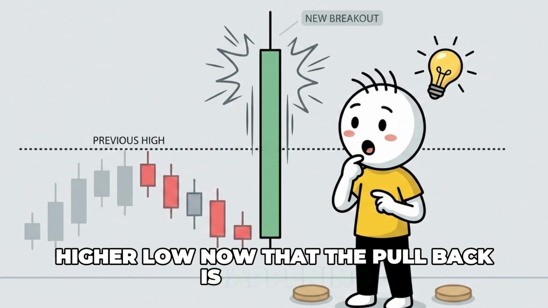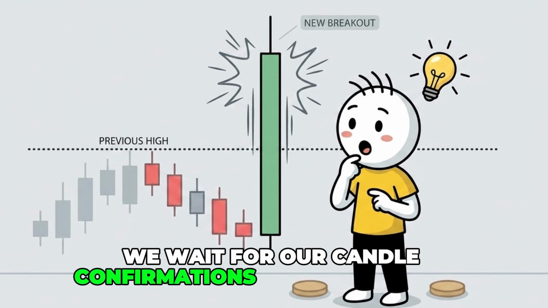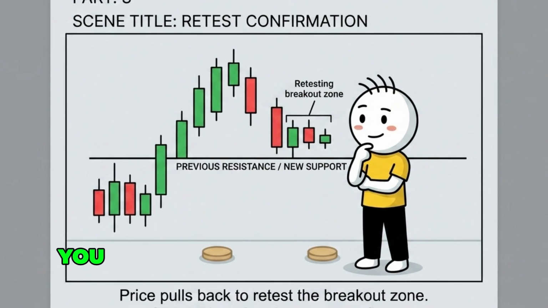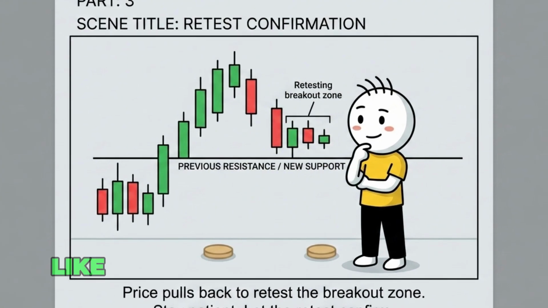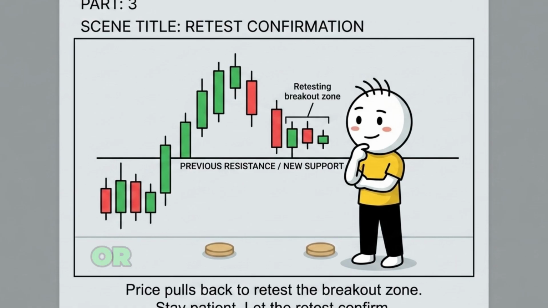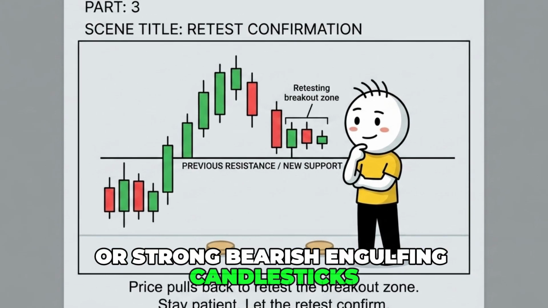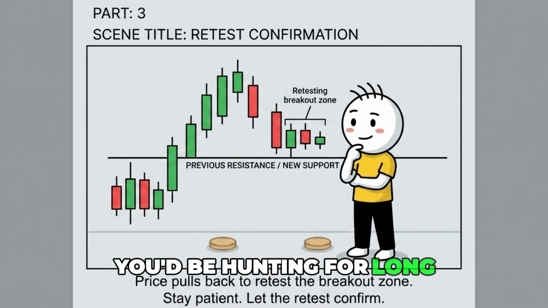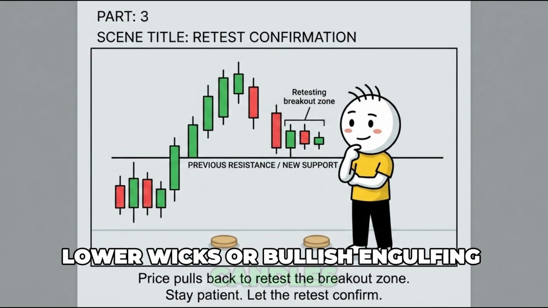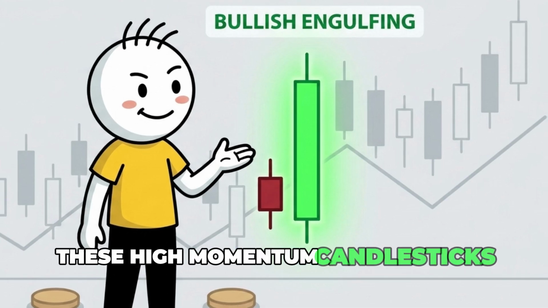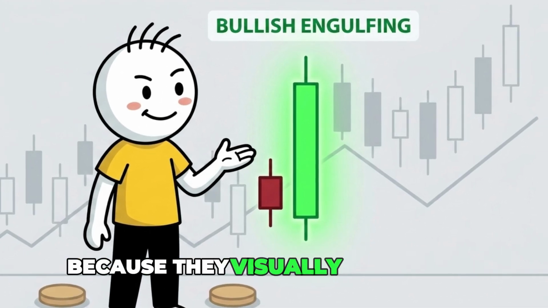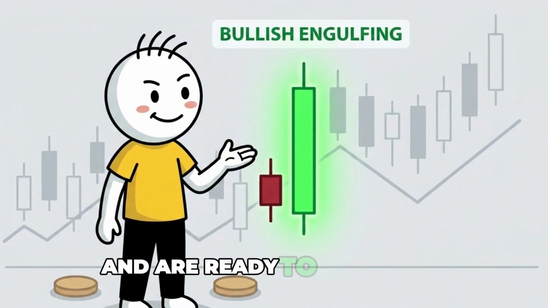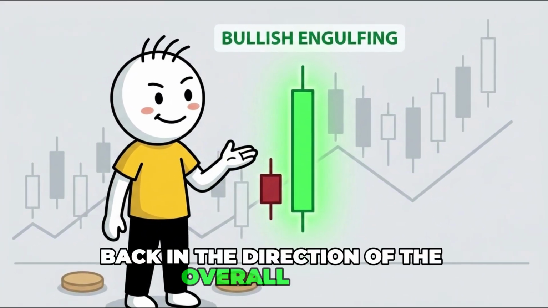Now that the pullback is happening, we wait for our candle confirmations before executing. If you are looking to short the market, you want to see specific rejection signals, like candles with long upper wicks, or strong bearish engulfing candlesticks. On the flip side, if you were looking to buy, you'd be hunting for long lower wicks, or bullish engulfing candles. These high momentum candlesticks are crucial because they visually prove that institutional orders are rejecting that key level and are ready to push price back in the direction of the overall trend.